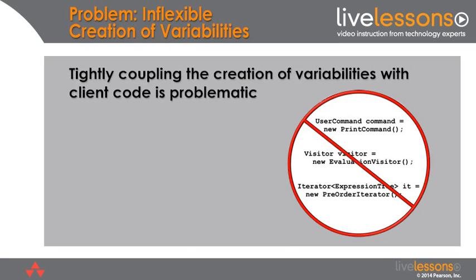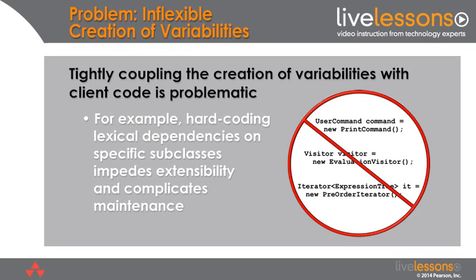The problem, of course, is if we tightly couple the creation of these variabilities with client code, then we're going to have a hard time trying to maintain the software without having to open it up, modify it, change the client code, recompile, relink, retest, and so on. For example, hard coding lexical dependencies on specific subclasses, such as evaluation visitor, print command, pre-order iterator, and so on, impedes extensibility and complicates maintenance.